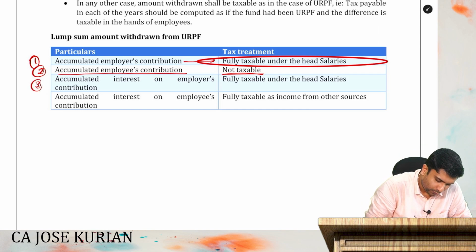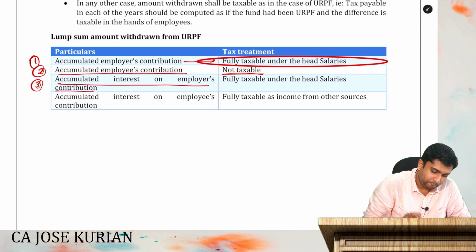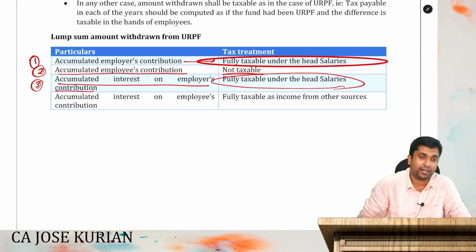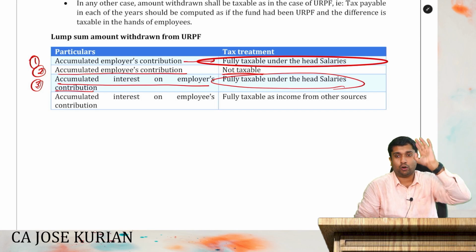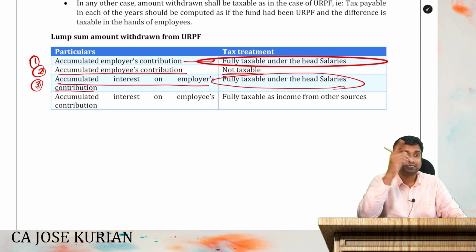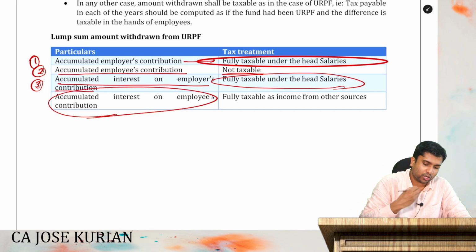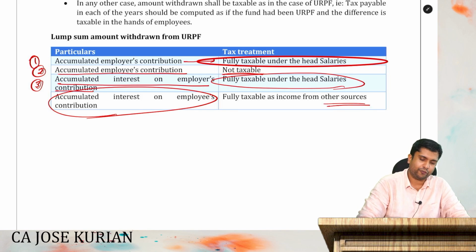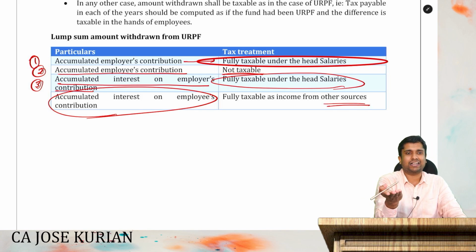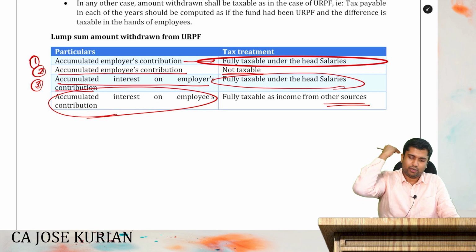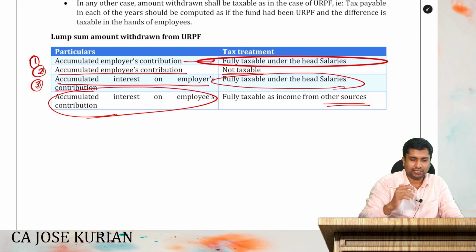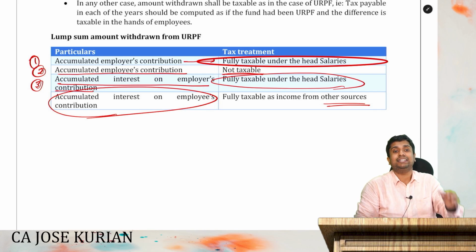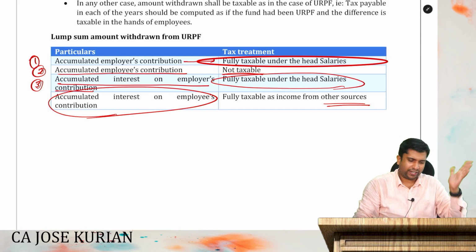Then, third one, accumulated interest on employer's contribution again shall be taxable under the head salaries. And how about the interest on employee's contribution? Under IFOS, because it is an unrecognized provident fund. It is just like a bank deposit or something. So, if on the employee's contribution there is an interest accrual, that interest shall be fully taxable under the head IFOS. So, very simple.